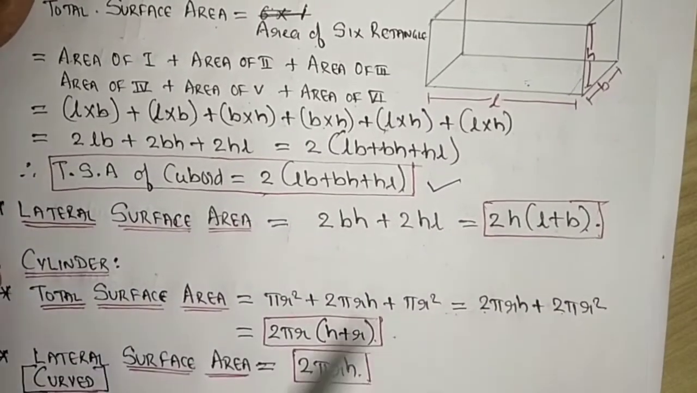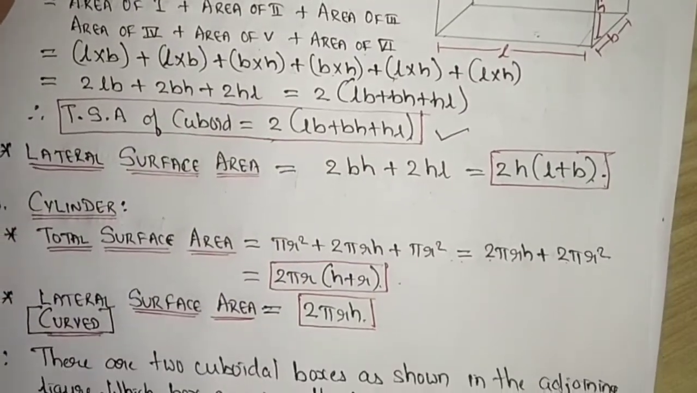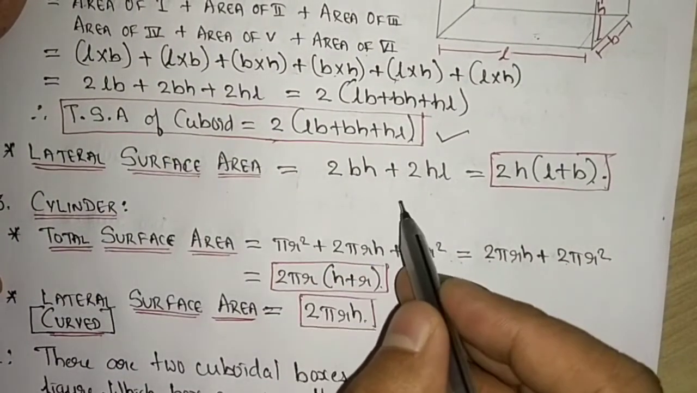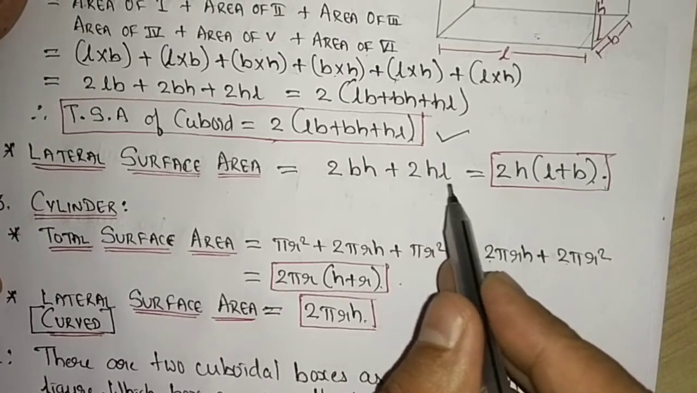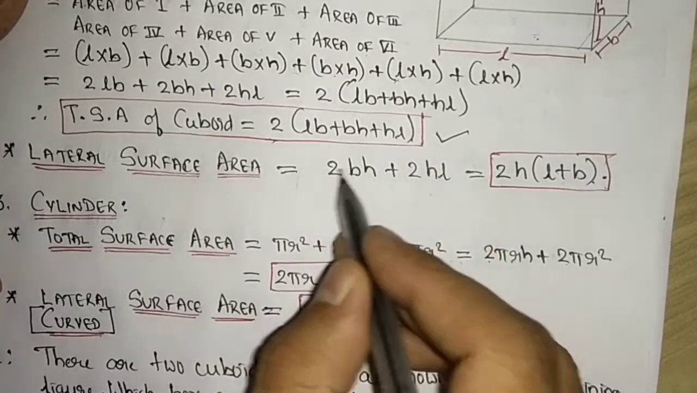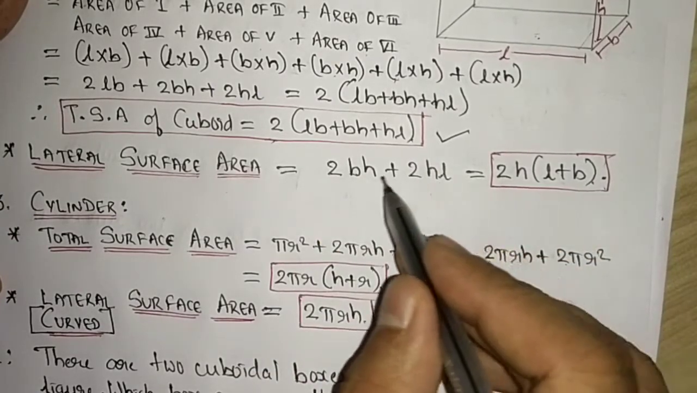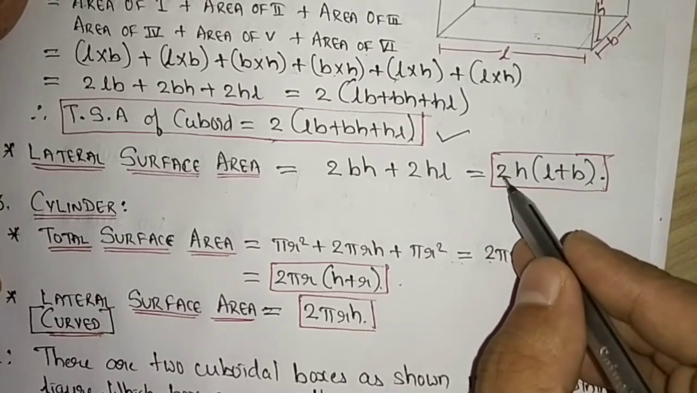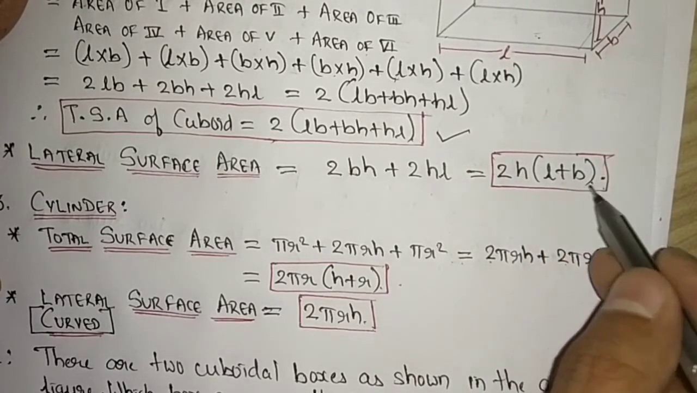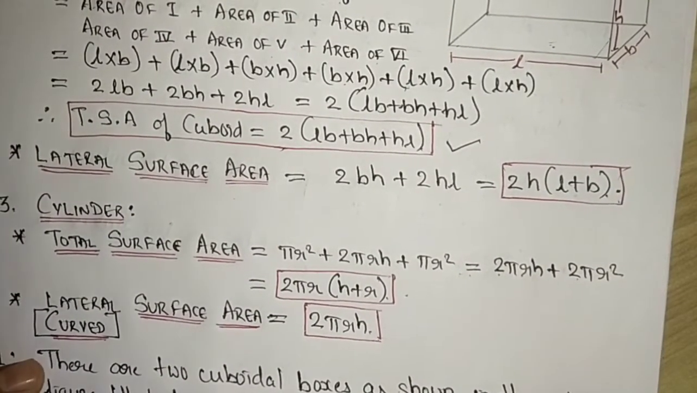So we will remove this portion for lateral surface area. So we will be left with 2 times breadth into height plus 2 times height into length. If I take 2 and H common from both, I will have 2 into H into bracket L plus B. This is the lateral surface area of a cuboid.